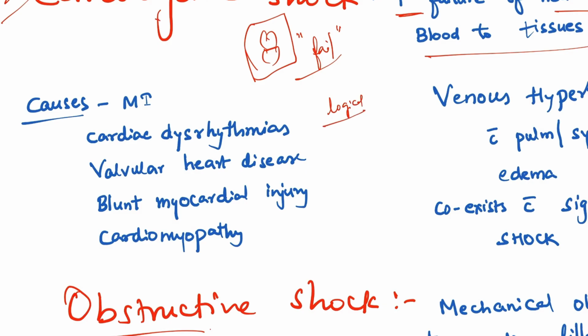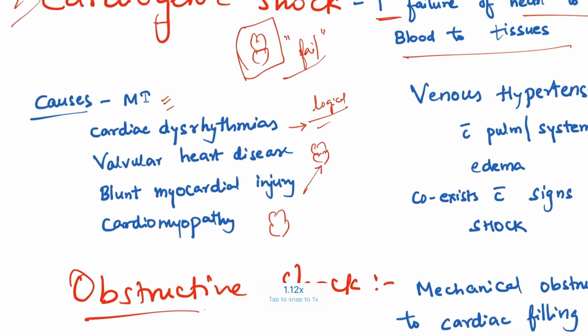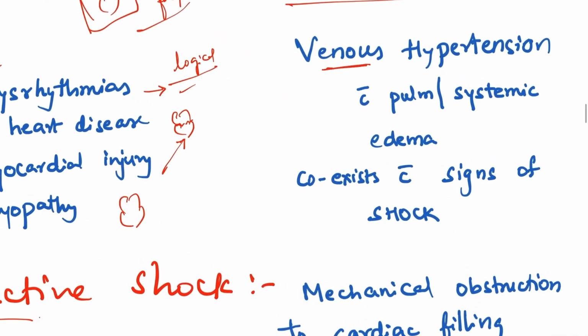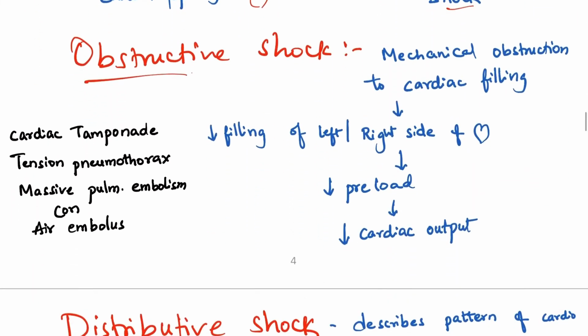So in cardiogenic shock, the heart can't pump. What is the most common condition you know in the heart, which you hear about every now and then? That is myocardial infarction, and rhythm disturbances causing cardiac dysrhythmias. The heart also has valves, so there will be valvular heart disease, or any trauma to the heart, or any cardiomyopathy. All these will contribute to cardiogenic shock. In case of venous hypertension with pulmonary or systemic edema, there are always signs of shock. This is very important.